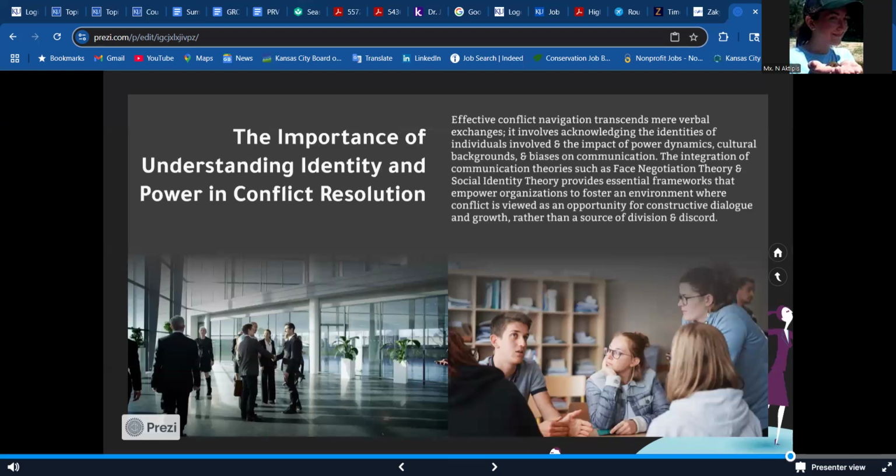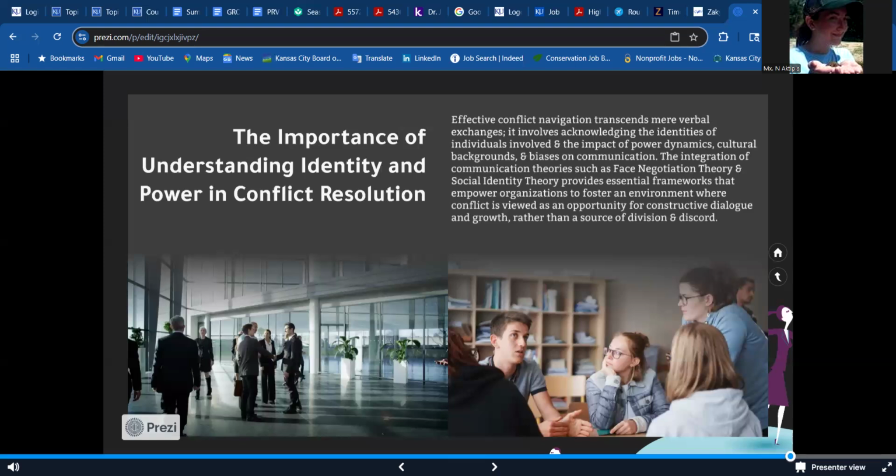So it's important to be able to be mindful, right? You don't know what you don't know. You're not going to understand every identity, every culture, but you can make an effort, so you can improve your conflict resolution, right?